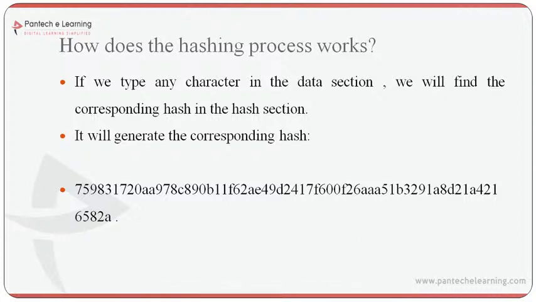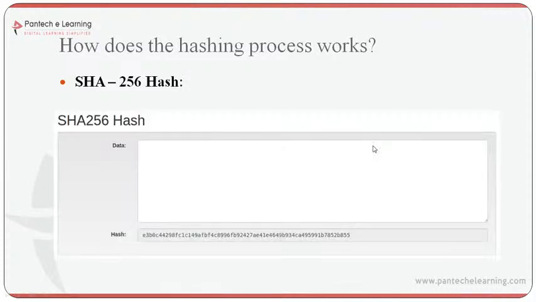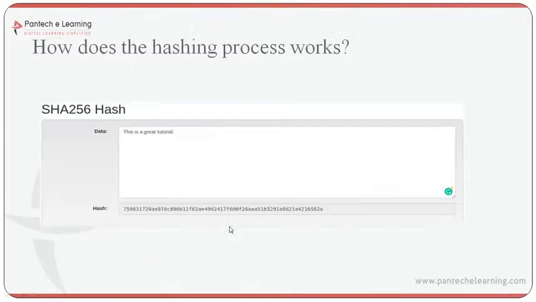How does the hashing process work? It will generate the corresponding hash. Whenever we type in some input data of varied length, we will find the corresponding hash in the hash function. We have the fixed length sequence specified in the hash. For example, I am giving a text like this, stored in the data panel. I employ the hashing function and it is converted into hash data like this. A varied length string is converted into a fixed length sequence.